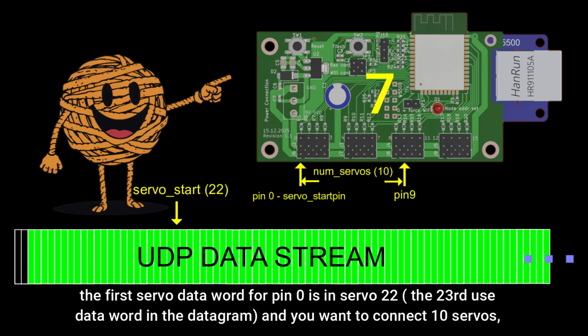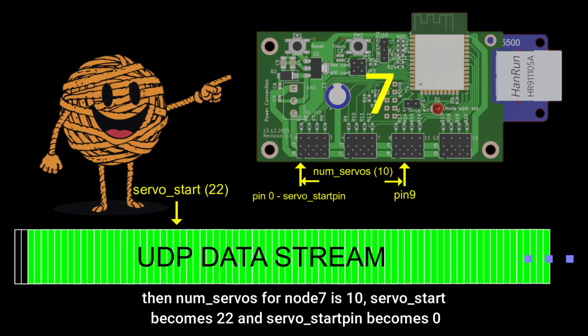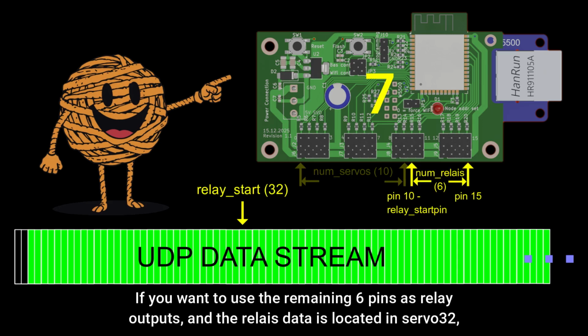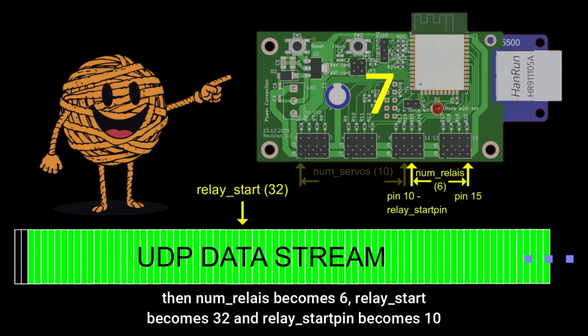And you want to connect 10 servos. Then num servos for node 7 is 10. Servo start becomes 22 and servo start pin becomes 0. If you want to use the remaining 6 pins as relay outputs and the relay data is located in servo 32, then num relays becomes 6, relay start becomes 32, and relay start pin becomes 10.